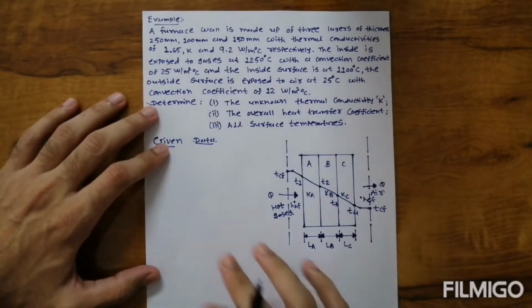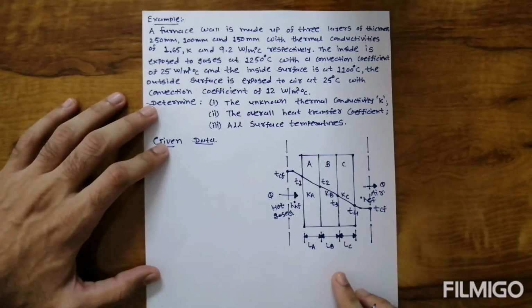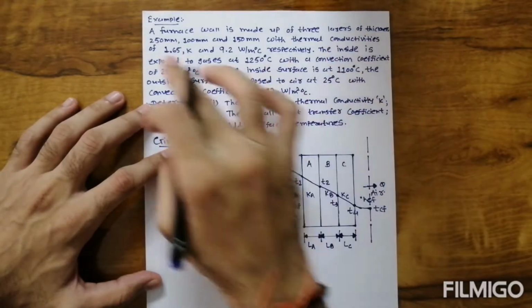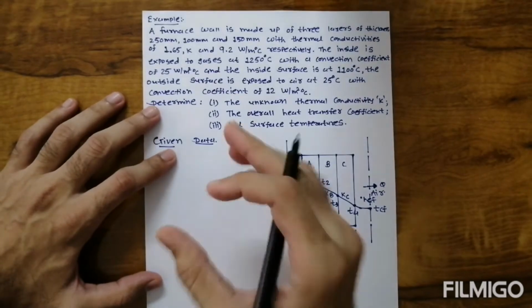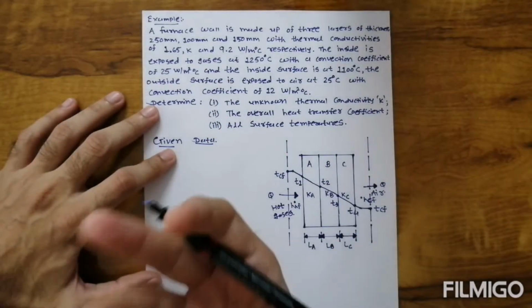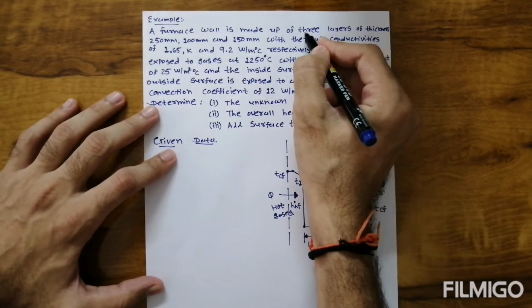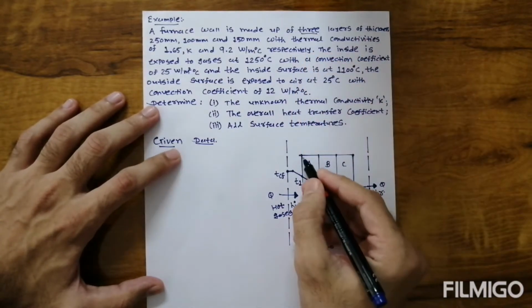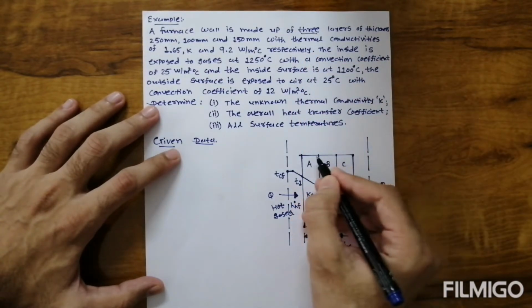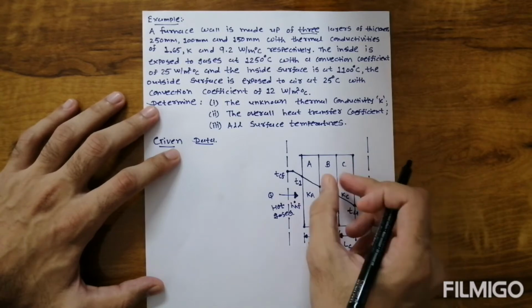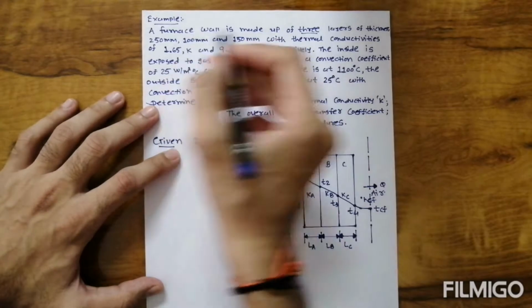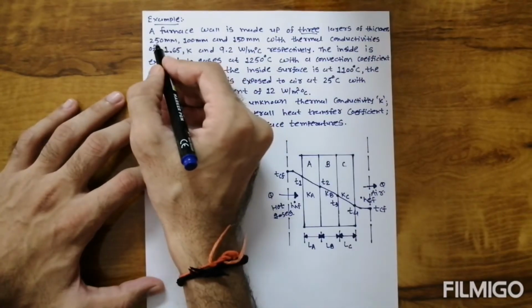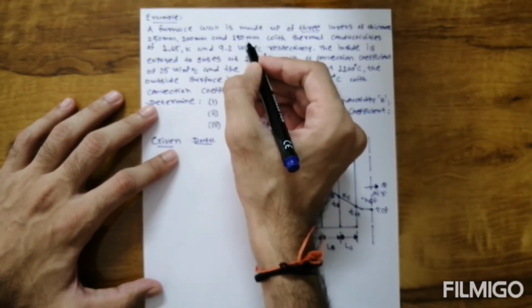Okay, now example. A furnace wall is made of three layers of thickness 250 mm, 100 mm and 150 mm. So in this example, how many layers are there? Three layers. First of all, we consider three layers: A, B and C. Then whose thickness is given? 250 mm, 100 mm and 150 mm.